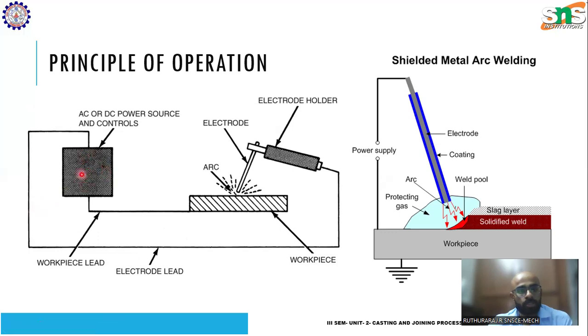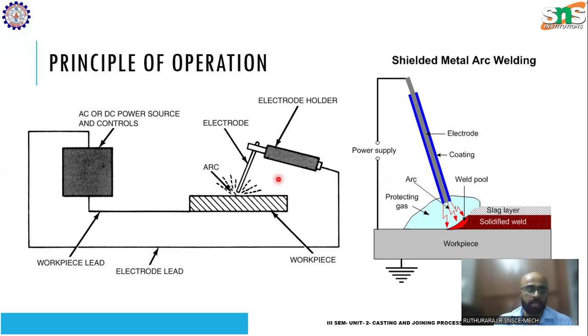As you can see here, there are two terminals used. In terms of AC current, one will be your neutral, one will be your phase. The neutral end will be fixed to your workpiece, and the phase will be connected with your electrode or electrode holder. Here the electrode is the piece which is used to transmit current to the arc welding equipment. That electrode will be made of metal.